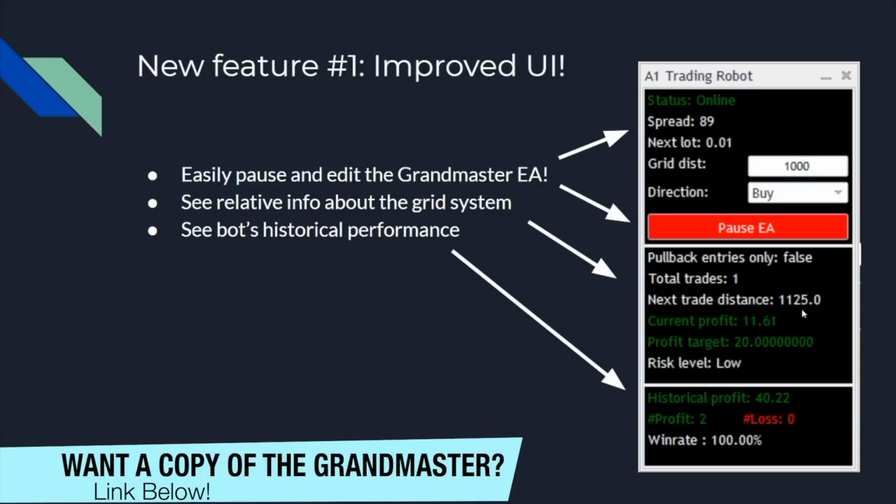Next, trade distance. The next trade distance allows you to basically see how far until the next grid level will get triggered or entered into, right? So if you're in a buy trade, it tells you how far away you are from entering a new buy trade or a second buy trade or a third, right? So very cool. Tells you all about the information, and at any point you can pause and adjust the robot, which is really nice, even on the fly. So just some convenience there.